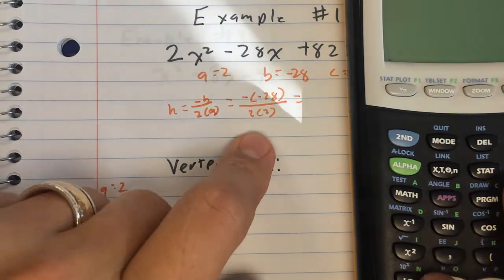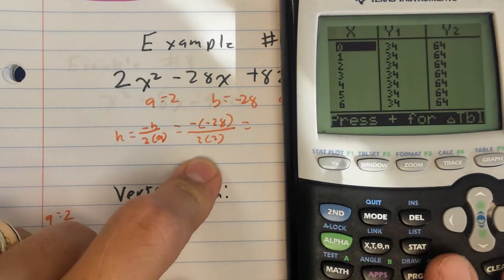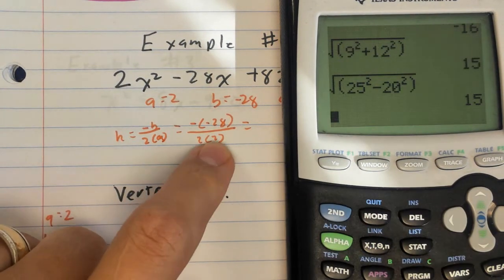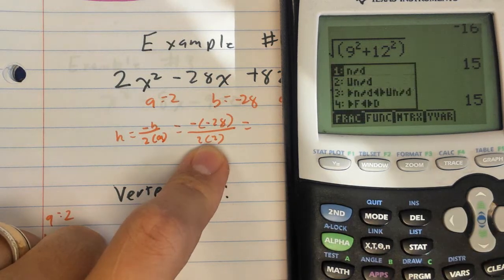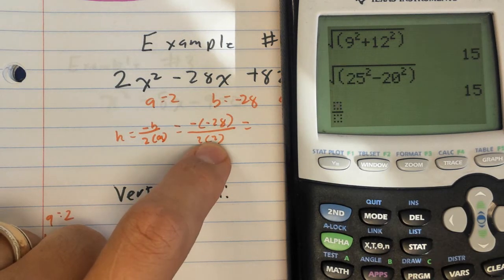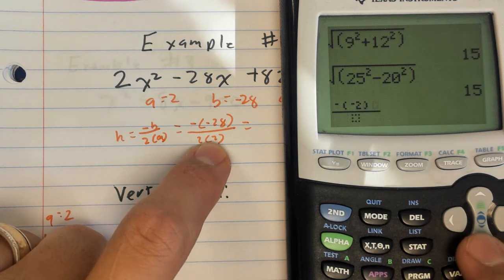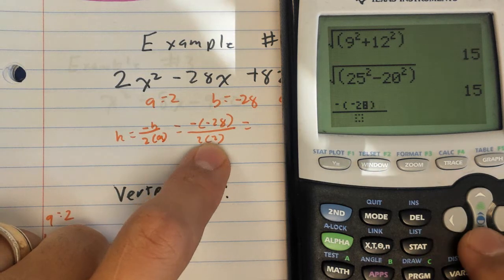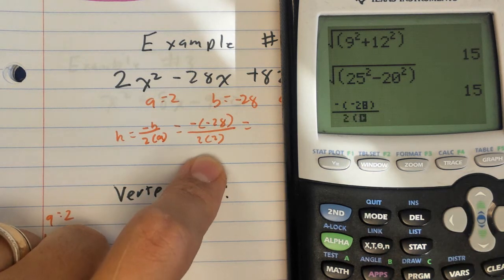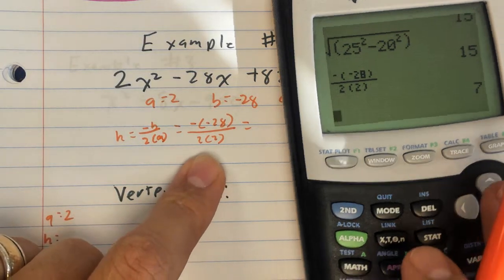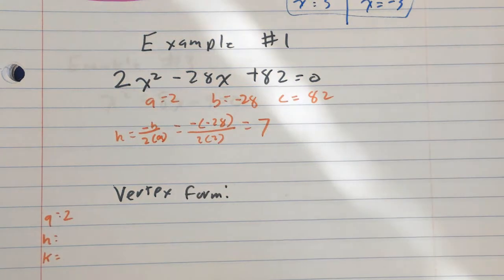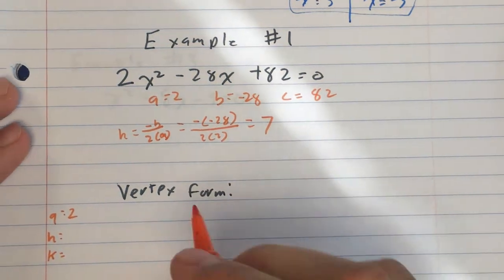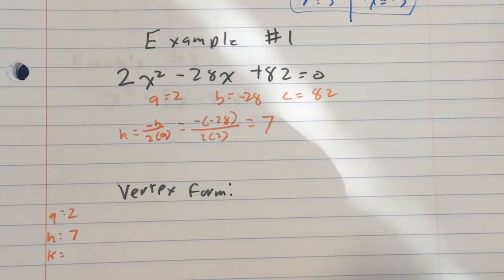Instead of doing a bunch of work, let's go ahead and just put that in the calculator. We have alpha y equals, and we're going to have negative 28 over 2 parentheses 2. That gets us 7. So my H is 7.